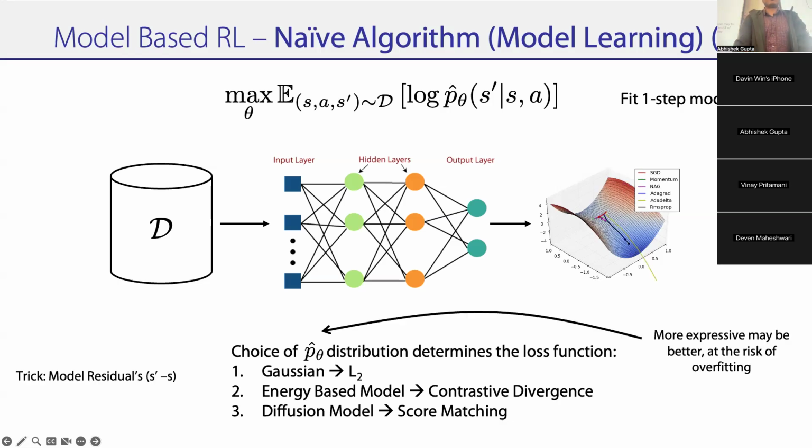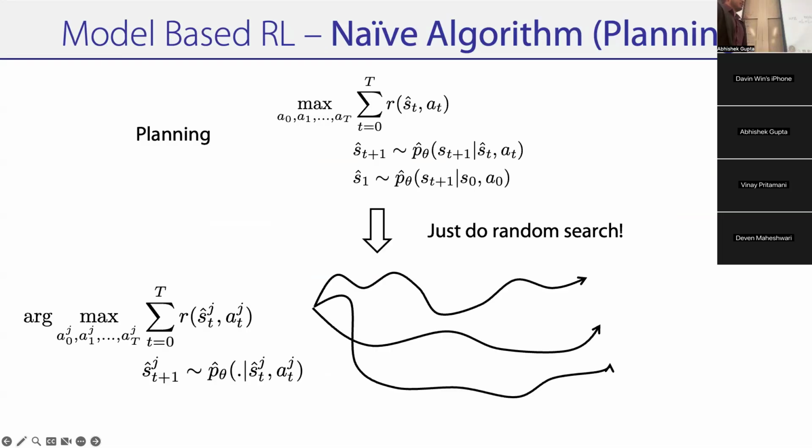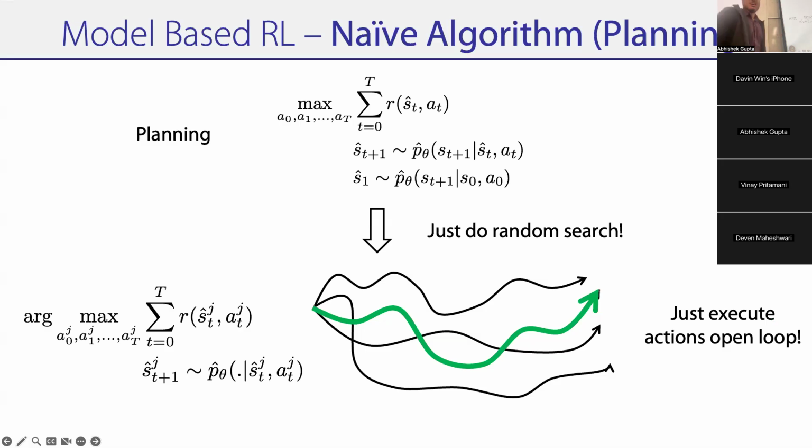Once you've trained the model, what you have to do is planning. You have to decide what actions to take in the world. And the simplest thing you can do is just do random search. Just try a bunch of random stuff, choose the best one, and execute it. And we've talked about how this is a bad idea. Why is it a bad idea?